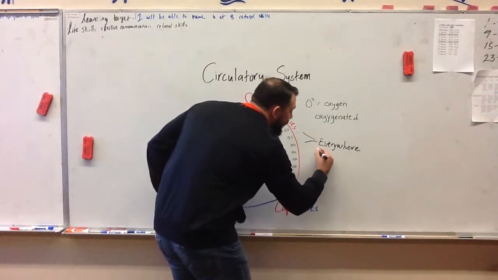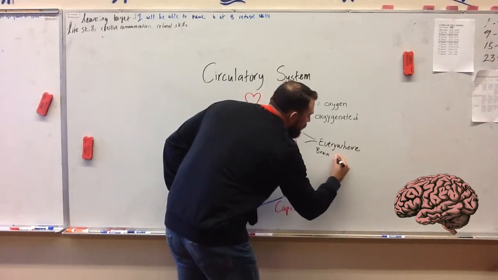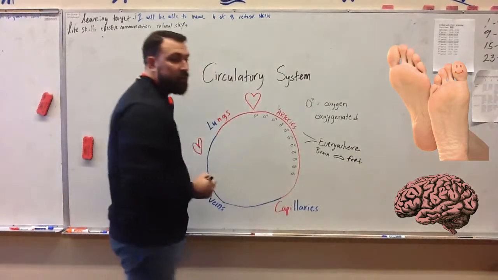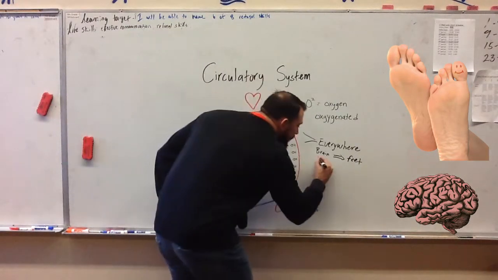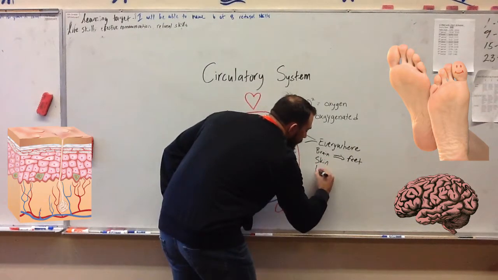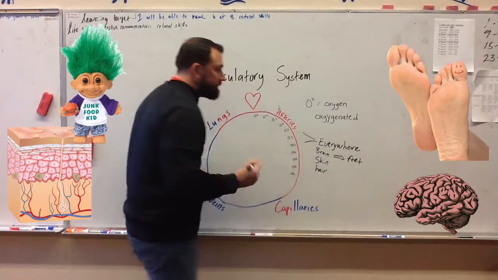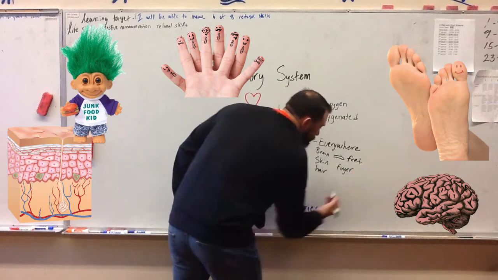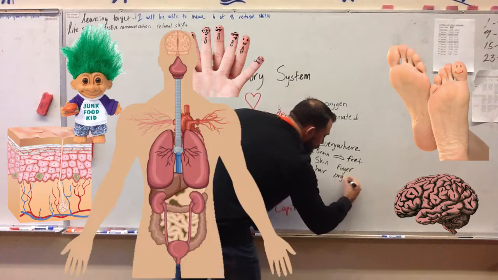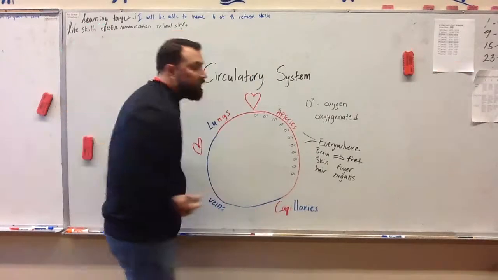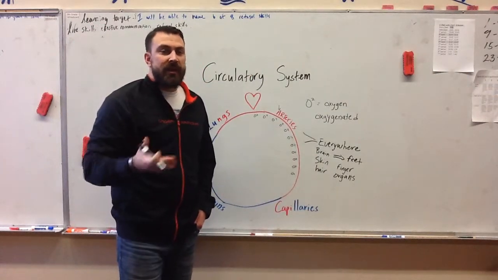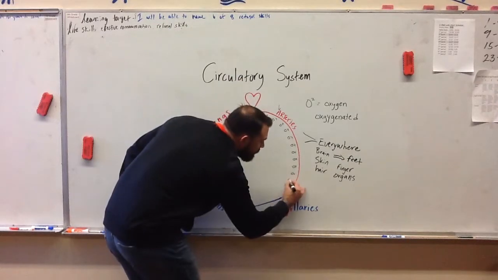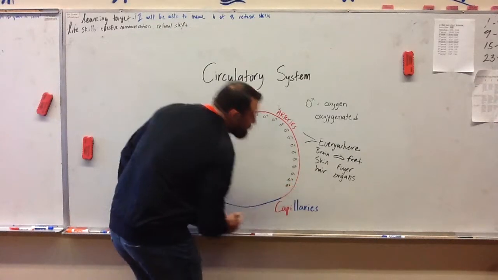So everywhere, from your brain to your feet, and everything in between, skin, hair, fingers, organs, all of those contain oxygen. They have to have oxygen going to them. If they don't, they die. Simple as that. So, we deliver oxygen.